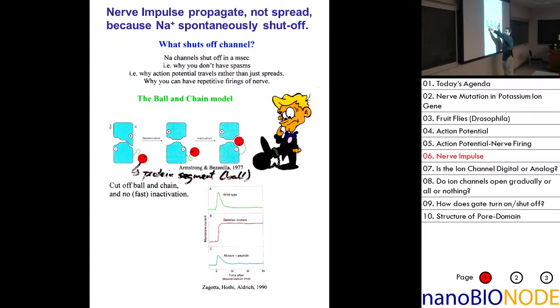In general, the ball does not fit in over here. You get some depolarization. It allows ions to flow, but at the same time, it opens up at the end here where this is diffusing around and then can go and occlude the channel.